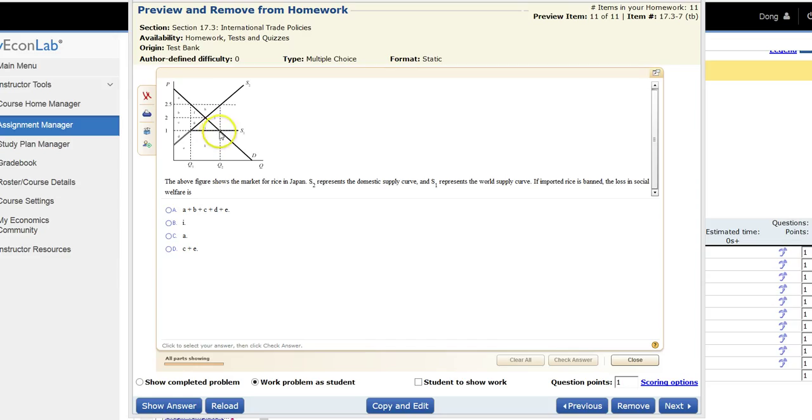And so the intersection between the world supply curve and the downward sloping demand curve determines the price and the quantity. And because it's a competitive equilibrium, there's no deadweight loss. But if you ban import, so if imported rice is banned, then only the domestic supply applies. So now the supply curve is this S2. There's no portion of this horizontal S1 anymore, just upward sloping S2.